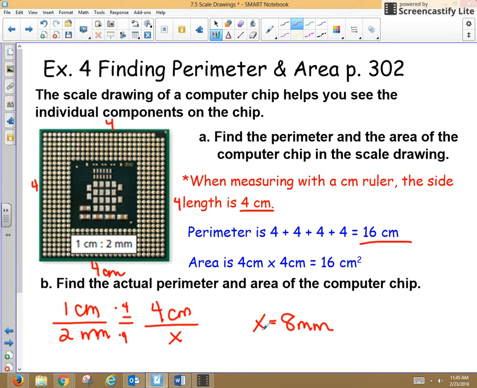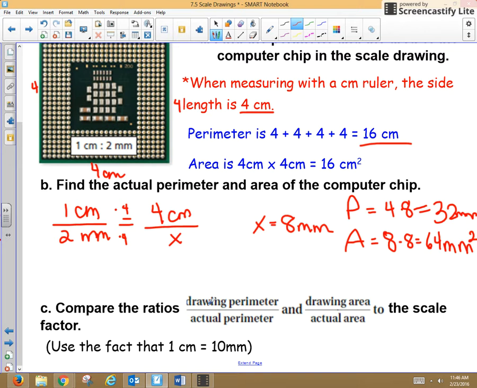So if now the actual chip is 8 millimeters, the perimeter is where you add up all 4 sides. 8 plus 8 plus 8 plus 8 is the same thing as 4 times 8, which equals 32 millimeters. For the area, I know it's length times width, so it's 8 times 8, which is equal to 64, and it's millimeters squared.